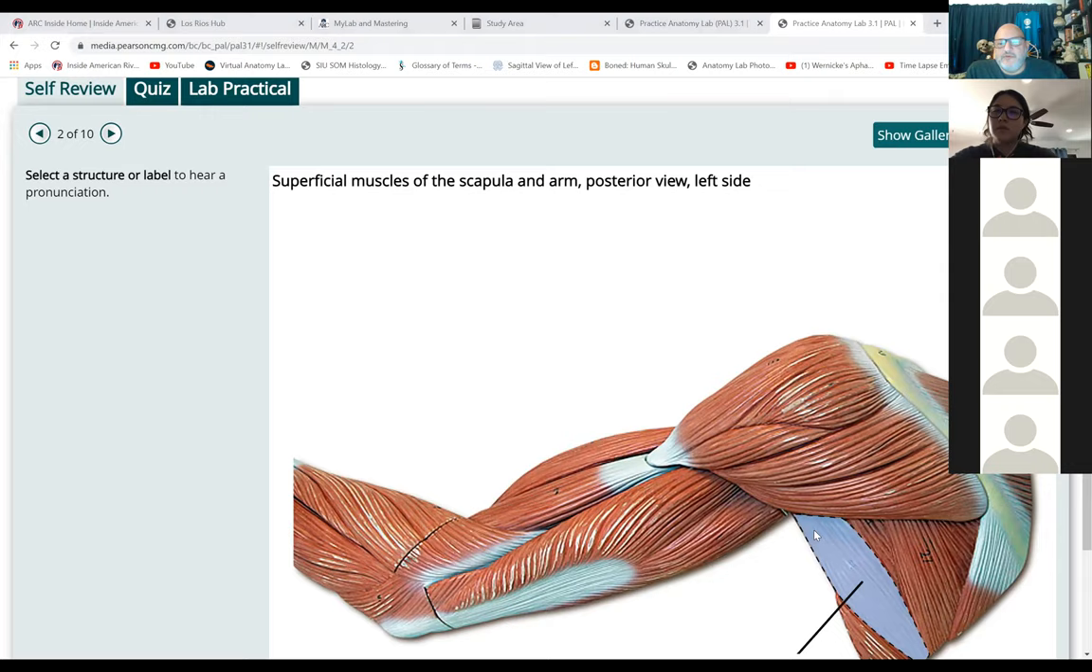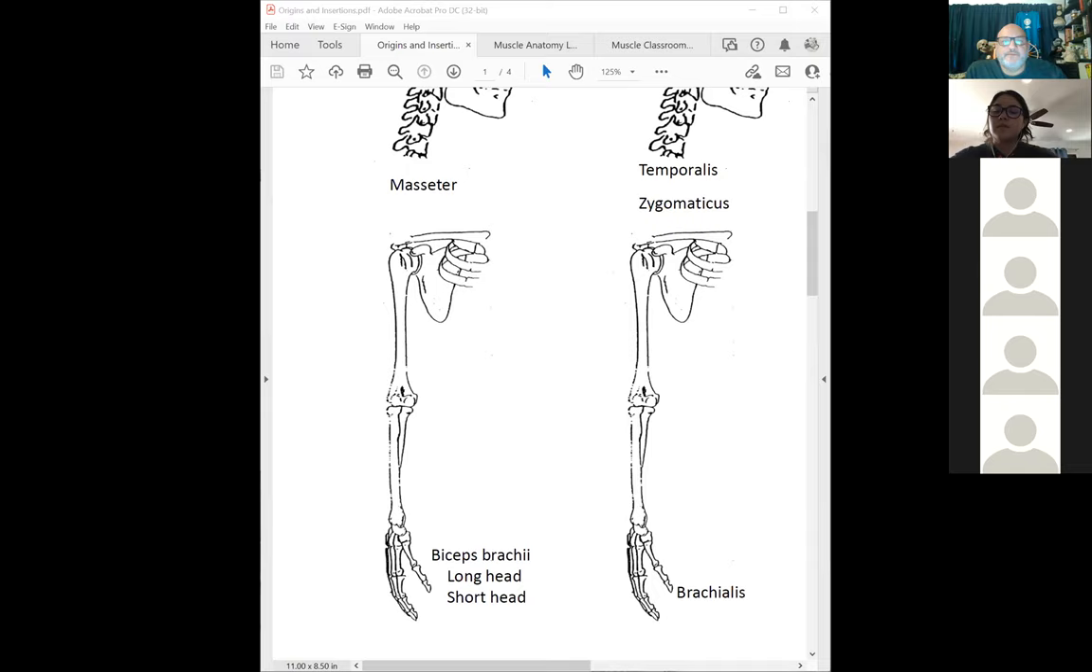So you've got these two bellies, the short head over here, or short belly, either one's fine. The long over here. So I can cheat and grab it, move it. One nice thing that I can do on this that I can't do on the whiteboard. So there we go. These two bellies side by side. The long is lateral. We've done their origins up there on the scapula, and they both insert into the radial tuberosity.